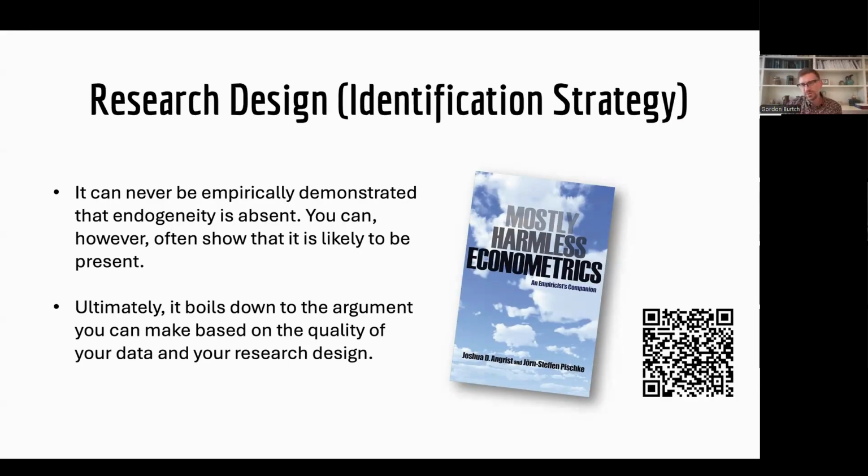There are a few different books that you can refer to on this topic. The one that I recommend these days is Joshua Angrist and Jörn-Steffen Pischke's Mostly Harmless Econometrics. There's a QR code if you want to go check it out. Essentially, they go through some combination of all the various research designs with examples from prior research, often in economics, applied economics, and they talk through various issues in the application of each.